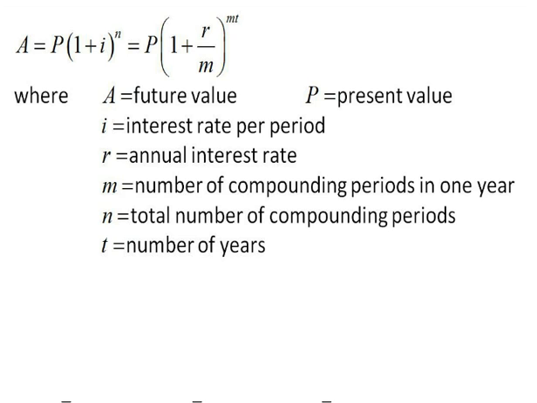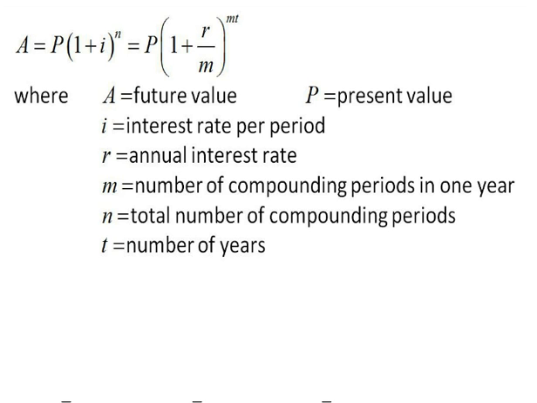So in that case, the i would be 0.005, because you have to make sure to put your interest rate in decimal form. Another way to think about it is that the interest rate per period is equal to r over m, which would be the annual interest rate divided by m, where m is the number of compounding periods in 1 year. Like I was saying in that previous example, if it was an annual interest rate of 6% compounded monthly, then it would be 0.06 divided by 12.